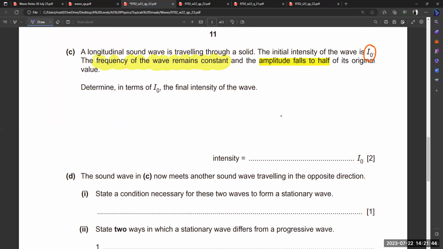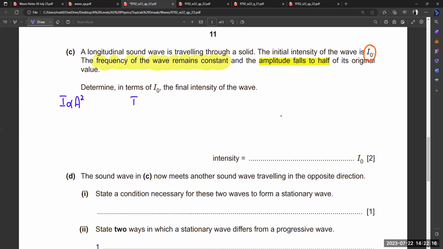So actually, what we need to do, we know that intensity is directly proportional to the amplitude square, right? And now we are talking about the initial and final intensity, right? So whenever the question is like this, determine in terms of intensity, or find out the final intensity, or compare the initial and final intensity, always use the ratio method or comparison method like this.